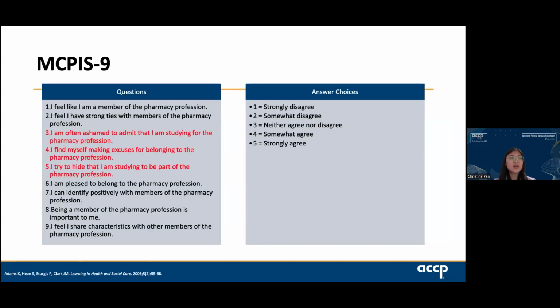Here's the McLeod survey. For example, the first question asks, I feel like I'm a member of the pharmacy profession. Students can answer from strongly disagree to strongly agree. Of note, questions 3 to 5 are negatively phrased. For example, question 3 reads, I am often ashamed to admit that I'm studying for the pharmacy profession.